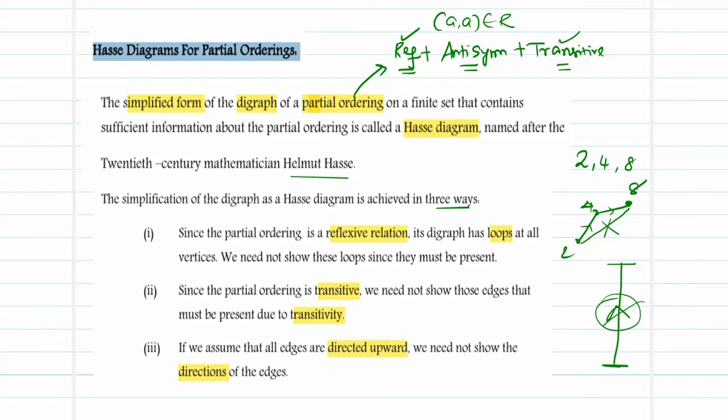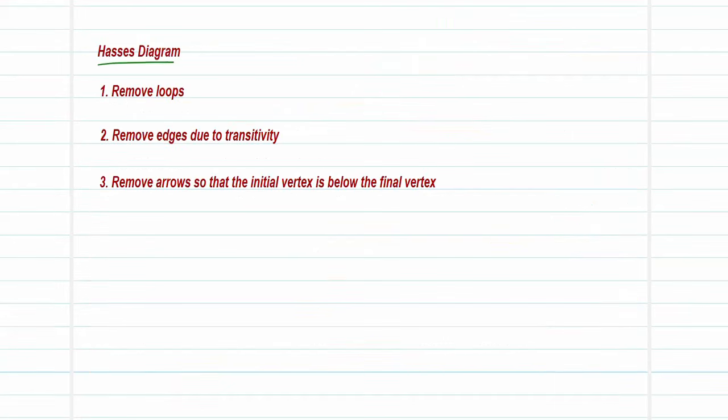So we quickly recap the 3 points of the Hasse diagram. Condition number 1: the base is always the digraph. So from your digraph, you remove the loops. Next, you remove edges due to transitivity.